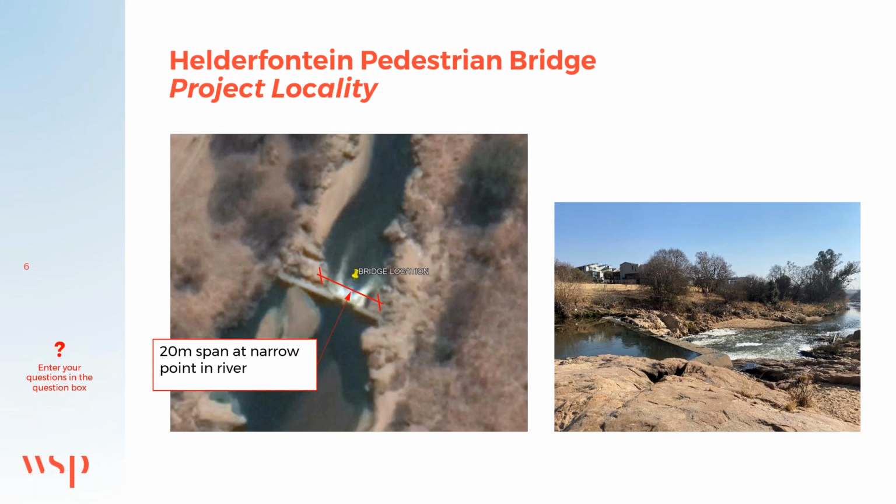Looking at the exact bridge location, this location was determined via a site walk with the client. Upon walking around the site, it was noted that there was a local narrowing in the river, with rocky outcrops providing good founding conditions for the bridge. This location was also chosen to allow for a 20-meter span in the river and to provide easy access to the estate.